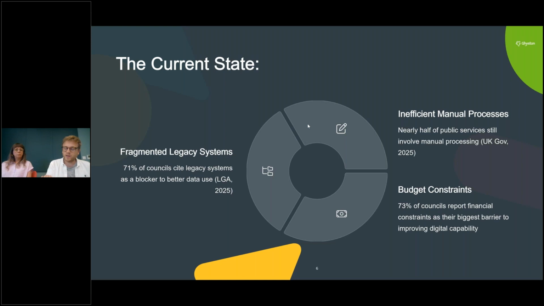Finally, the third key issue for us is budget constraints. I think this is probably the root cause of a lot of things, but more than 70% of councils have highlighted that budget constraints are the number one thing stopping them improving what they're doing in the digital space.